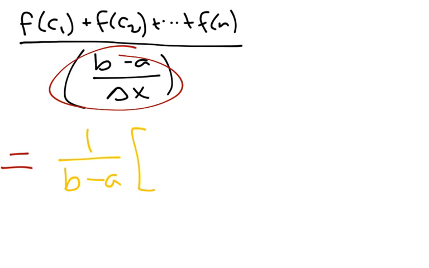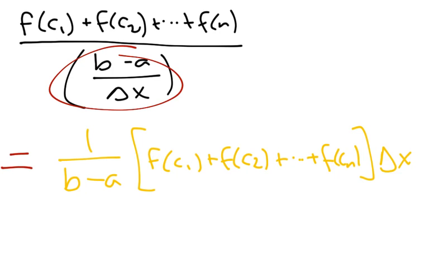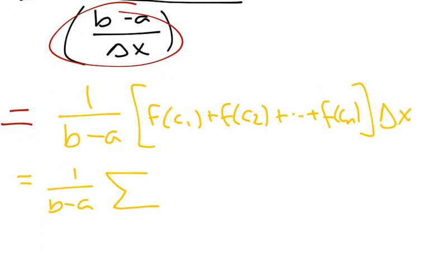And then we're going to have f of c sub 1 plus f of c sub 2 plus dot dot dot plus f of c sub n, times delta x. Now we have a faster way of writing this, so let's go ahead and do that. This is 1 over b minus a. This is just a summation, every term being multiplied by delta x. And so I can write this as the sum from i equals 1 to n of f of c sub i times delta x.